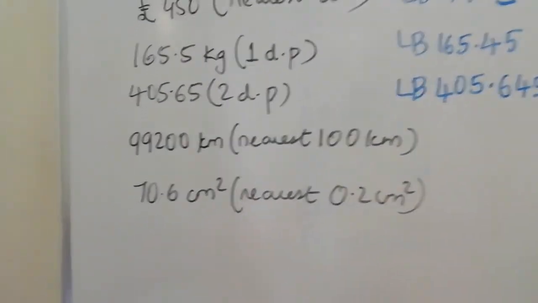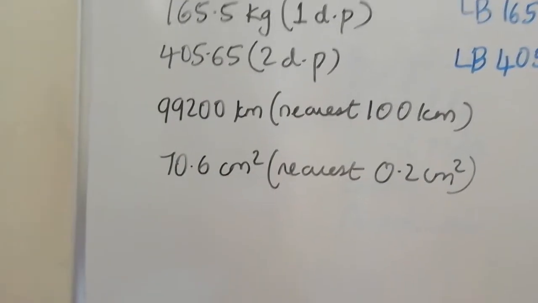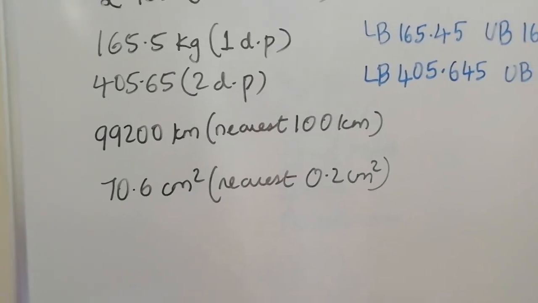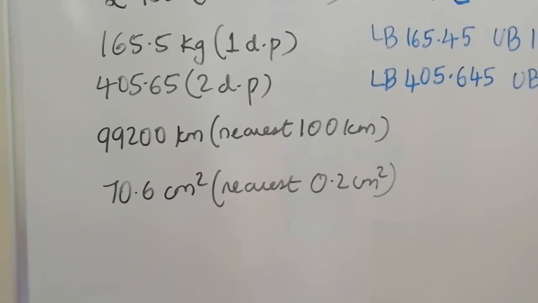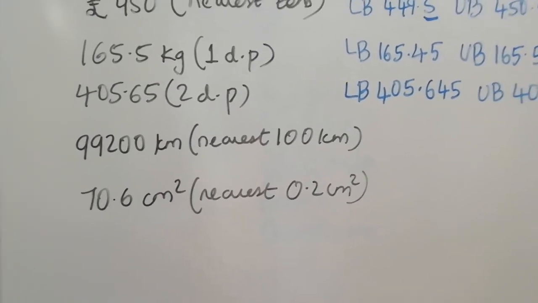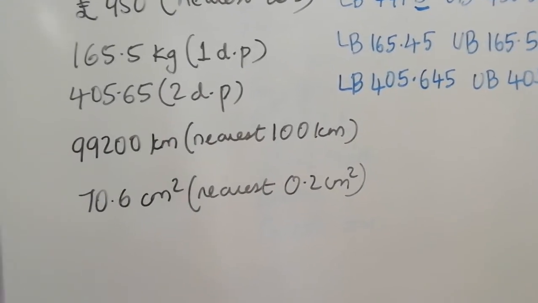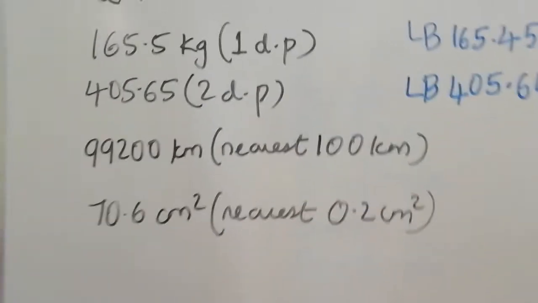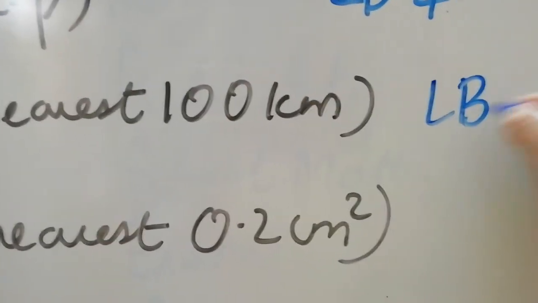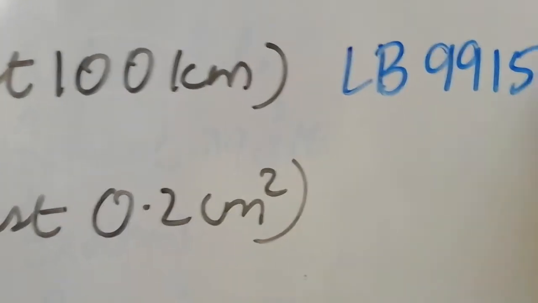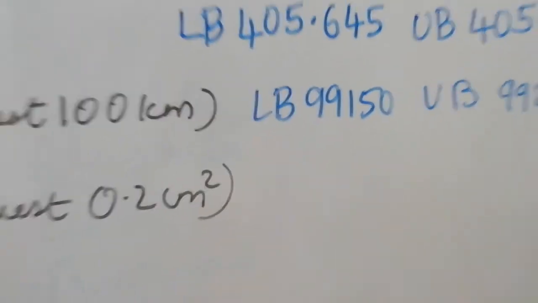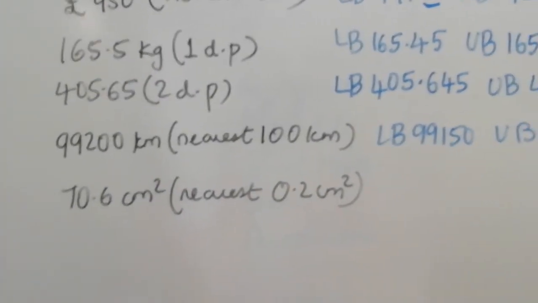Next, 99,200 kilometers, nearest 100 kilometers. Here things are very simple. They have already given the bounds. Nearest 100 kilometers means you will divide this 100 kilometers into 2 parts. That is, 50 kilometers you will go behind for lower bound and 50 kilometers you will go ahead for upper bound. So 99,200 minus 50 will be your lower bound, that is 99,150, and your upper bound will be 99,250, because we will go 50 kilometers ahead.